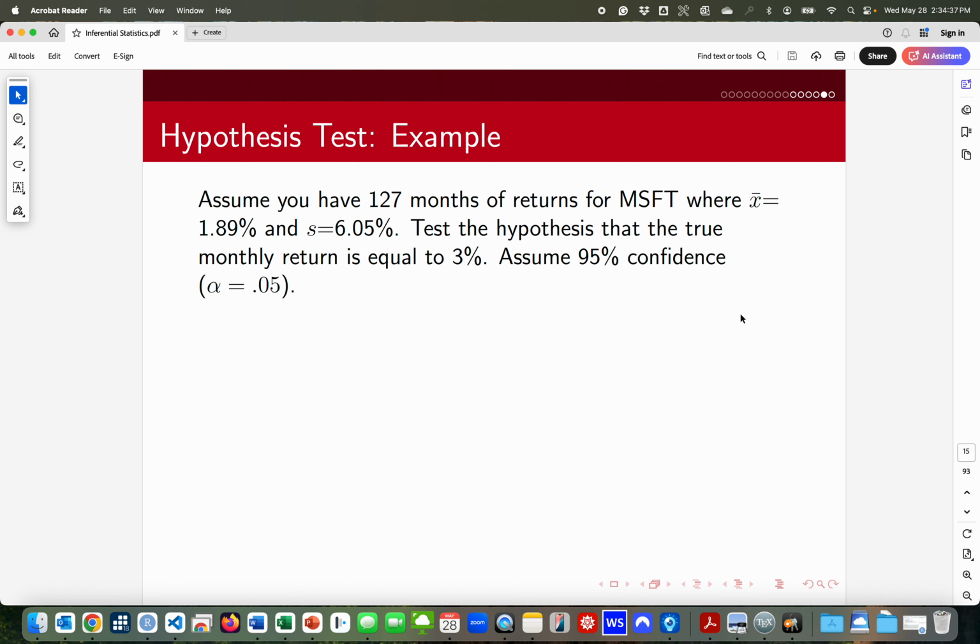So let me grab a piece of paper. So I'm going to write this on a piece of paper over here, and then I'll turn the camera on in just a second. So our sample size is going to be 127. Our X bar is 1.89%. Our sample standard deviation is 6.05%. And we want to test, someone's claiming that mu is equal to 3%.